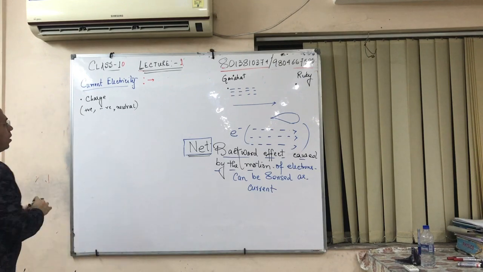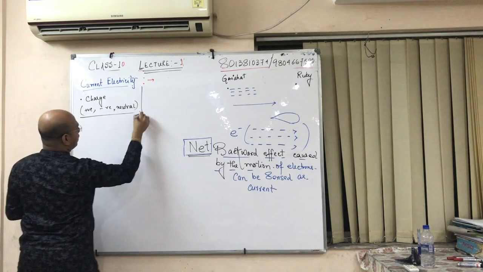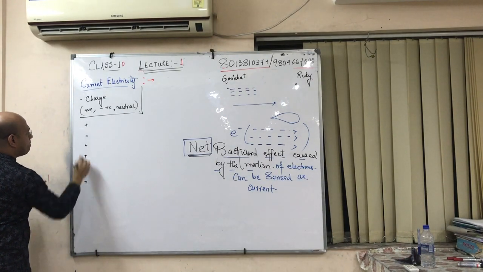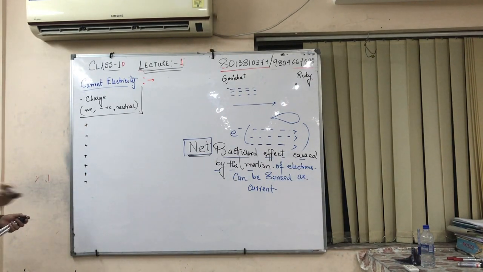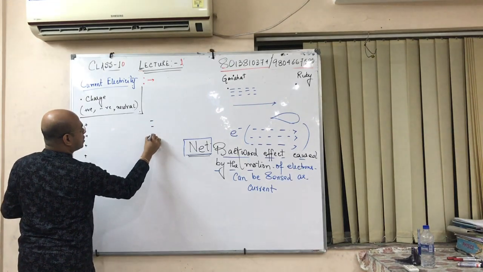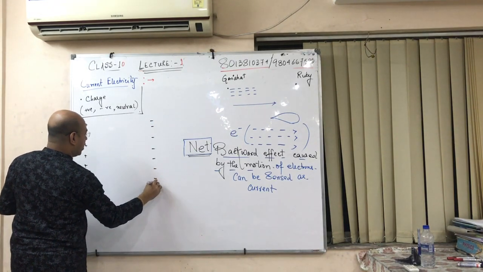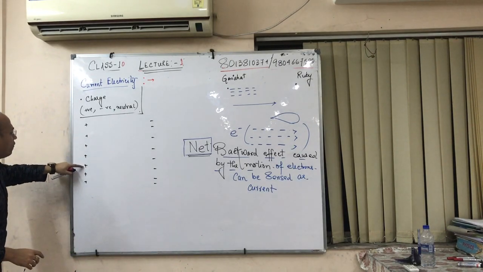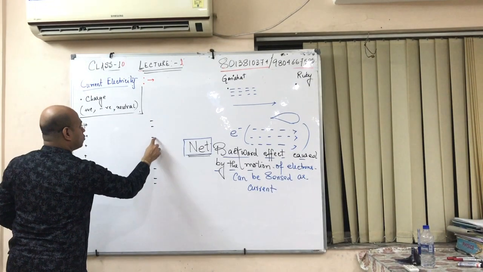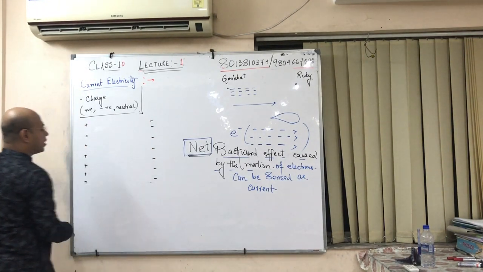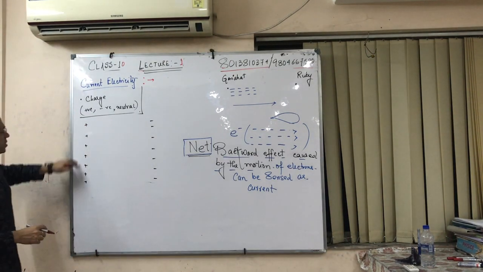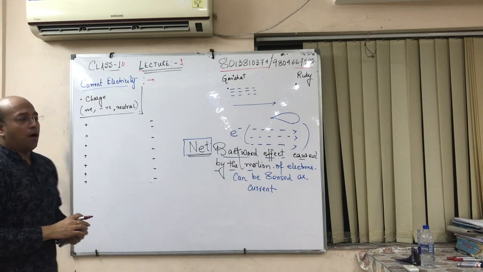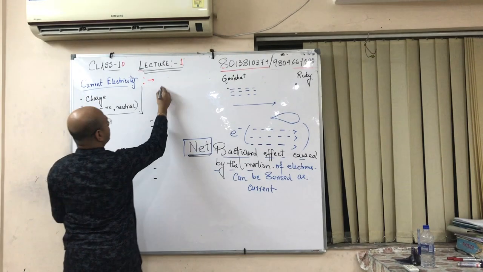Now, let us say I have a region where many positive charges are there, and another region where we have an accumulation of many negative charges. 1, 2, 3, 4, 5, 6, 7. Seven positive charges, seven negative charges. Just think in this way.